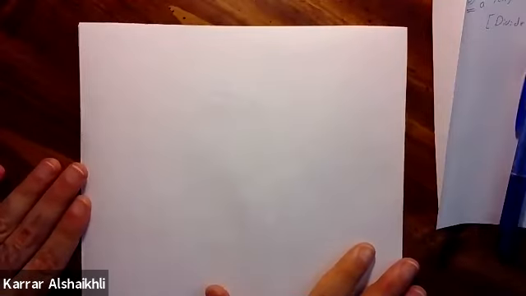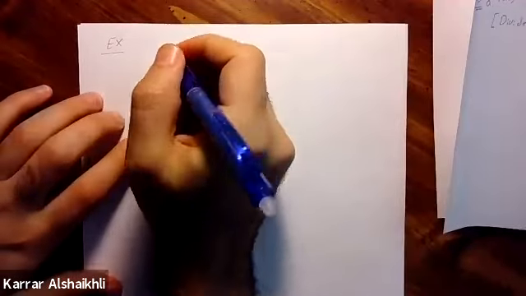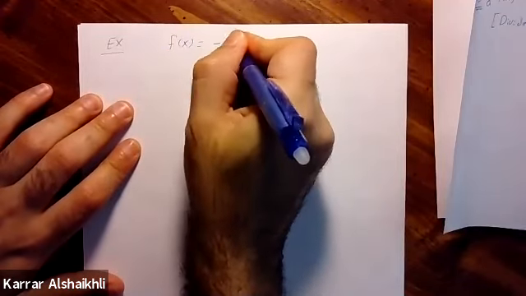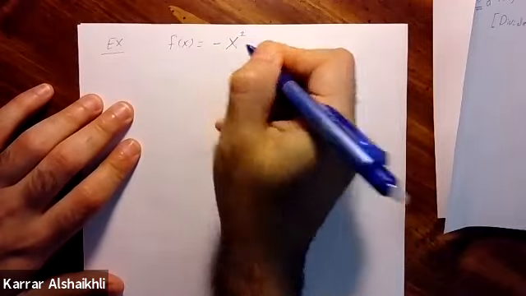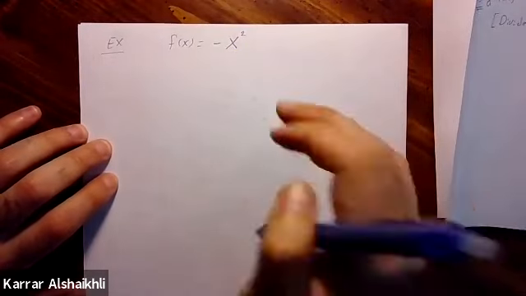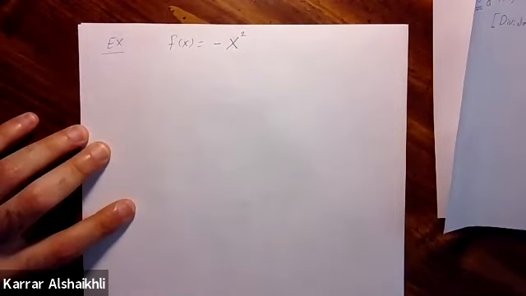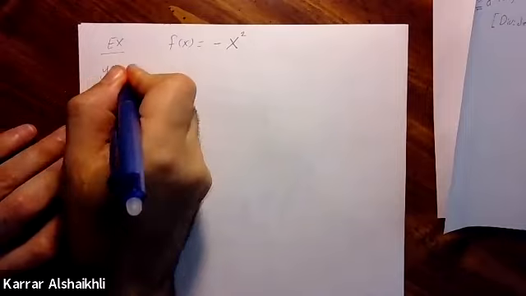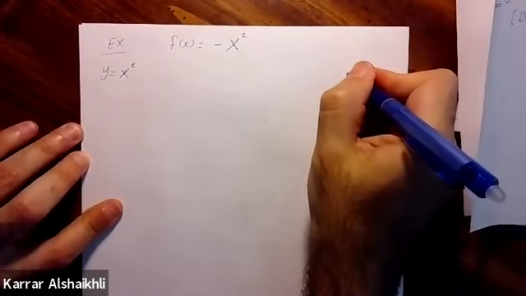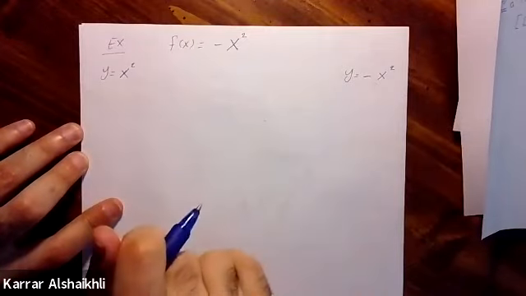So let's do an example about the reflect. If we have f of x equal negative x squared, how are we going to do the graph for this one? I already have the graph for the parent, because the parent function here is x squared. So I'm going to say here y equal x squared, and here is going to be the new graph, y equal negative x squared. So you will see the difference between these 2 graphs.